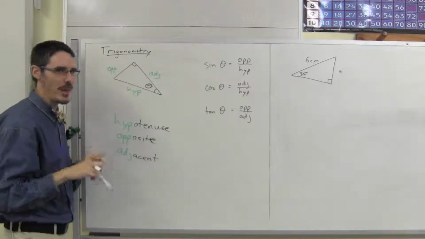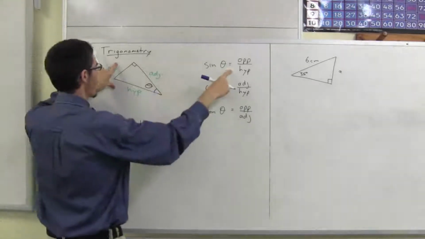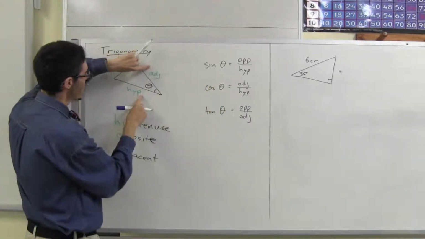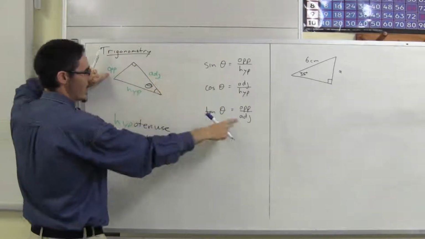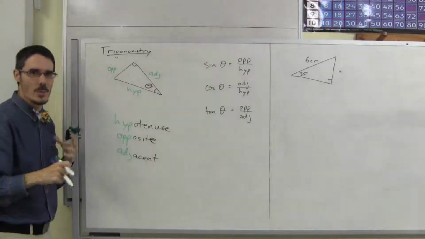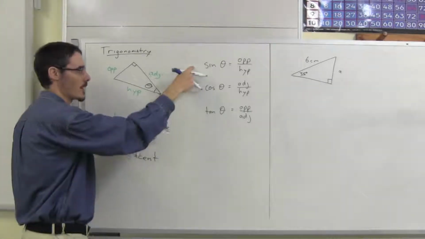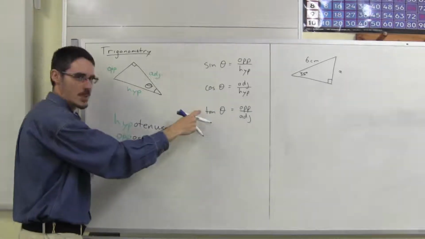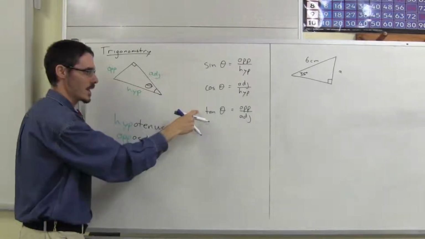Okay, how can I pair those off? I can have the opposite and the hypotenuse together. I can have the adjacent and the hypotenuse together. Or I can have the opposite and the adjacent together. 3 different ways to pair off my sides, which gives me 3 different trigonometric functions. Sine, cosine, tangent. That's what they really are, sine, cosine, tangent.